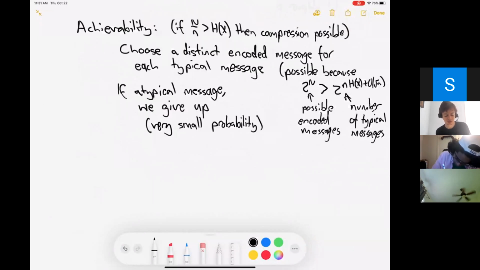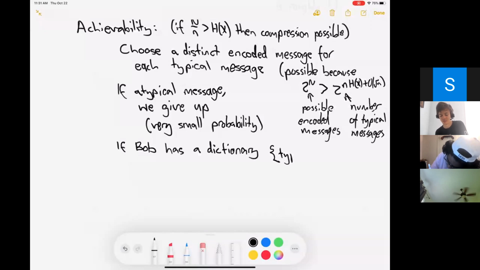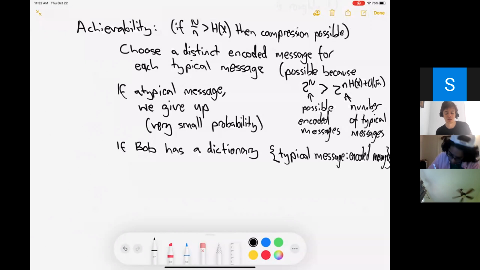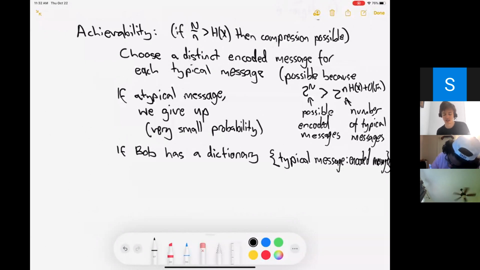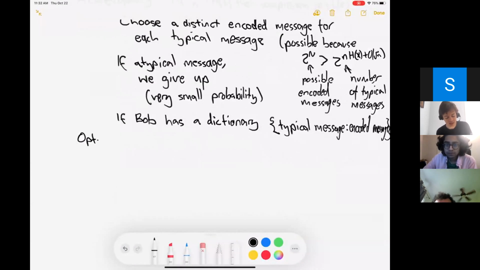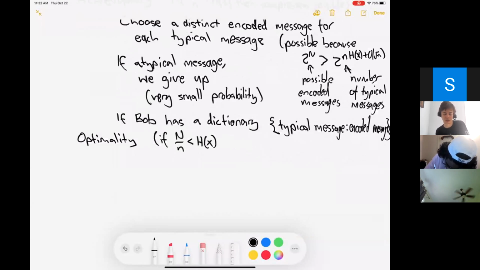And then if Bob has a dictionary relating each typical message to an encoded message, you can recover the typical message and we're done. So that's how we compress this message into any big N that's bigger than n H(X). What about optimality of this encoding? We want to show that if big N over little n is less than H(X), then it's not possible.